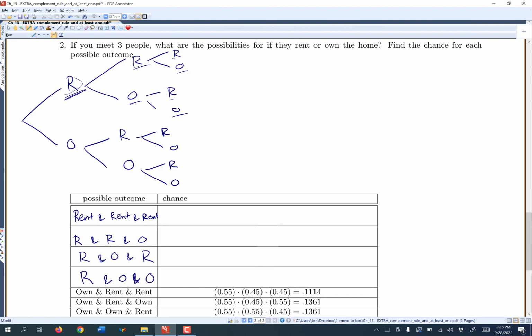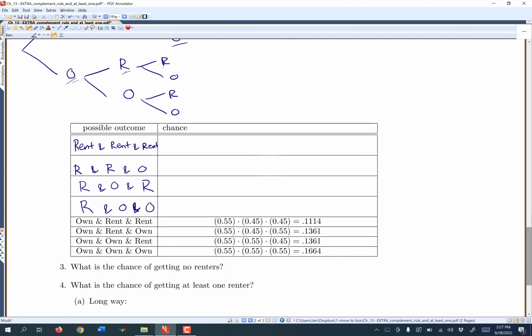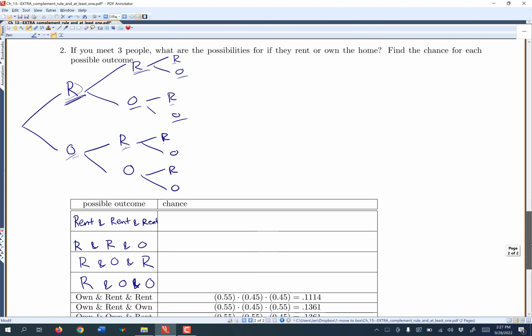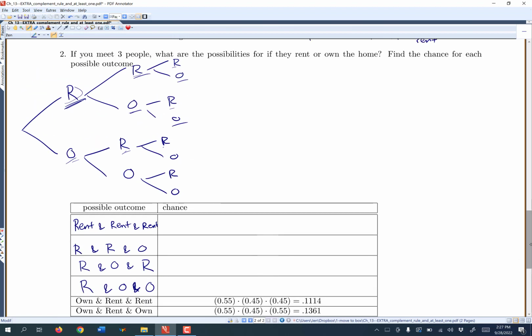And I just keep going down through the tree, and I say, well, what if we have own, rent, rent, or own, rent, own? And we figure out all the different possibilities. You'll see in the table, I started to fill this in for us just to save time. But now that we know what all of the possibilities are, in this class, we do know how to find those chances. So if I want the chance of rent and rent and rent, well, the chance of renting is 0.45. For an and, we multiply.